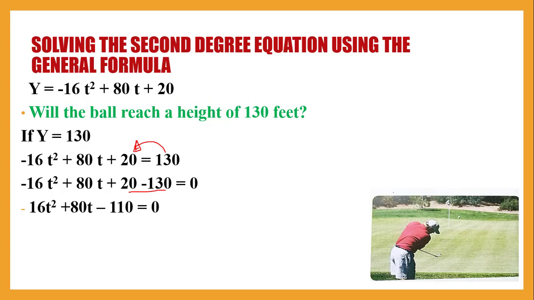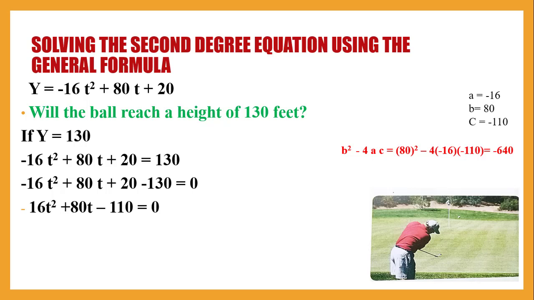Now I have another second degree equation in one variable. I want to solve it. Let's get a, b, and c. A is, yes, the coefficient of t power 2 equals negative 16. B, coefficient of t equals 80. And c, the absolute term. Now let's calculate b power 2 minus 4ac. It will be a negative number, negative 640. So we don't have any solution. So the ball won't reach the height of 130 feet.